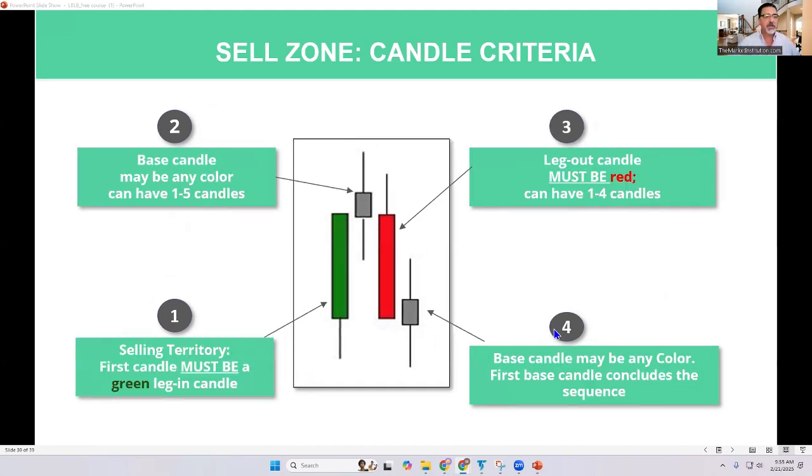For a supply zone, the leg in must be green, always. It must be a leg candle, okay? Base candles can be any color. You can have 1 to 5 base candles. The reason I'm being very specific on this is because you've got to be able to change the time frame down or up to get the exact picture. Push yourself to get the exact picture, okay?